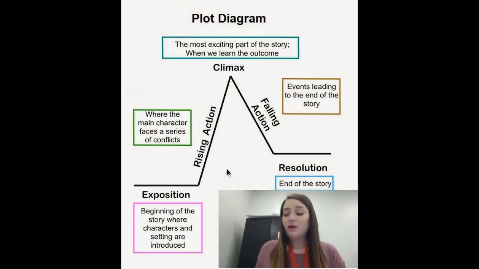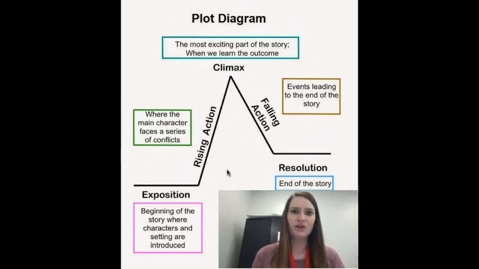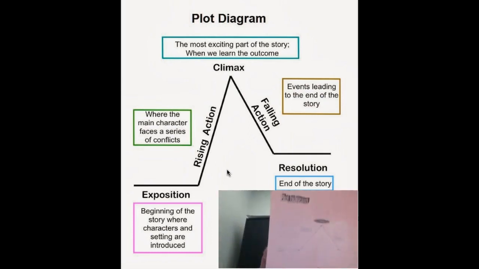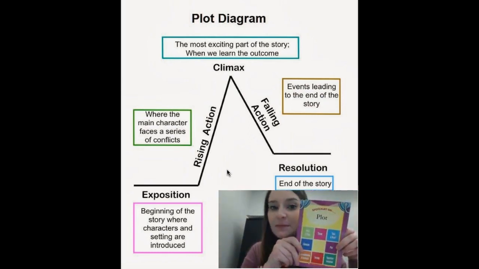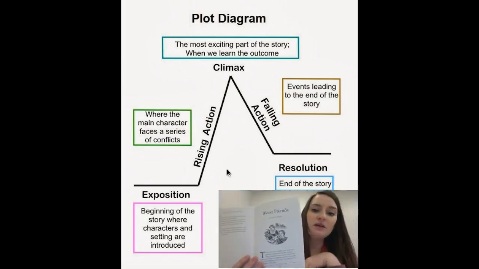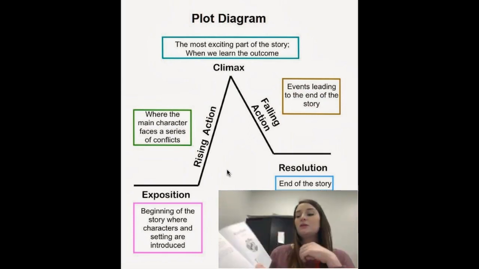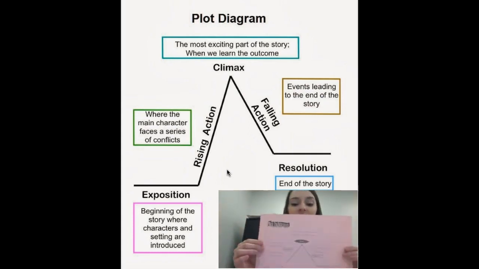Okay, so feel free to write these notes down, maybe pause the video if you don't think you're going to remember these. And then after you have these notes down, you need to come get this handout from me. It's pink and it looks like this. It says plot diagram. Okay, you're going to be reading a story out of this plot book. Now yours is not a book because I made copies for you. Okay, the story is called Worst Friends. It's not very long, it's a short story. So you're going to read the story Worst Friends, and then you're going to fill out your plot diagram.